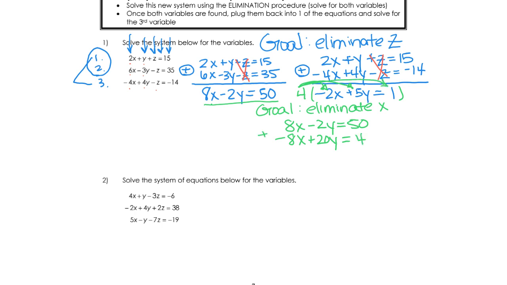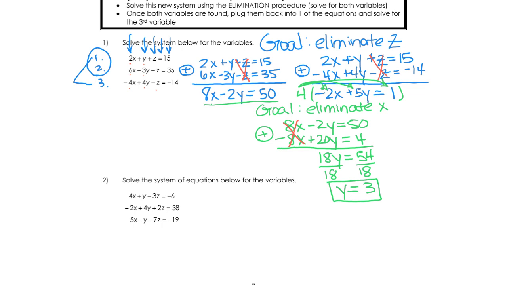We're going to go ahead and add the two equations together again. And there go the x's because they're opposites. What we have left is negative 2y plus 20y, which is 18y, equal to 50 plus 4, which is 54. We have one last step, and we're going to have one of our variables solved. If we divide by 18, y will come out to be 3. And we'll box them up.